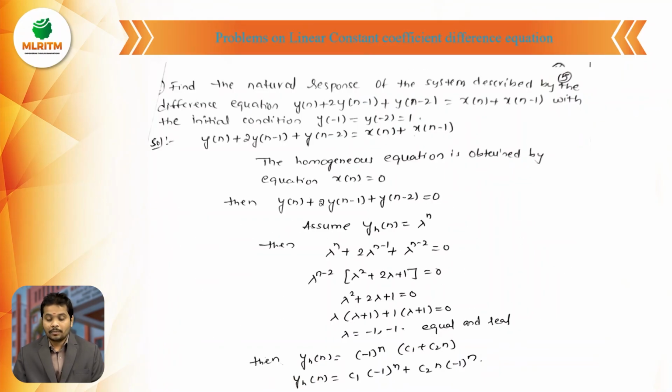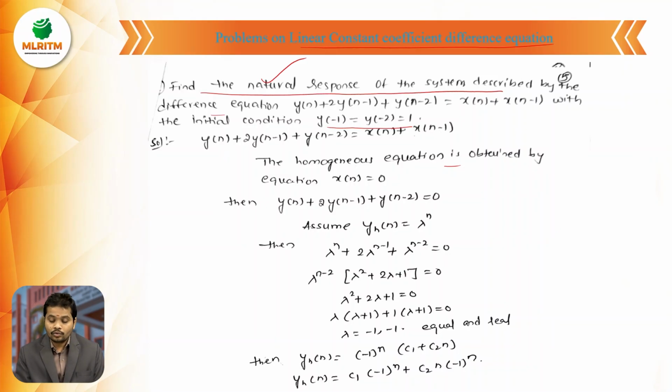Okay. Next, coming to the problems on linear constant coefficient difference equations. As I said earlier, for obtaining the homogeneous equation, find the natural response of the system described by the difference equation y of n plus 2 y of n minus 1 plus y of n minus 2 equals x of n plus x of n minus 1. This is the difference equation given in the problem, with the initial conditions y of minus 1 and y of minus 2 equal to 1. For this you have to find the natural response. We know that the natural response is the combination of homogeneous response plus impulse response.